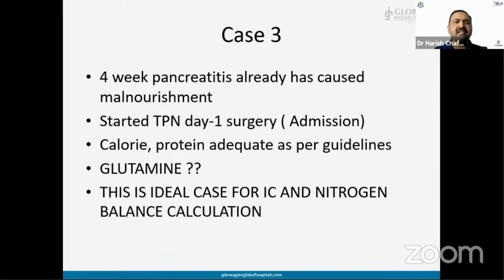So 4 weeks of pancreatitis was the third case, basically, which we discussed initially. Started on TPN and surgery on admission. So calorie and protein were adequate as per guidelines. Glutamine, again, we are not sure. This is the ideal case for indirect calorimetry and nitrogen balance calculation.